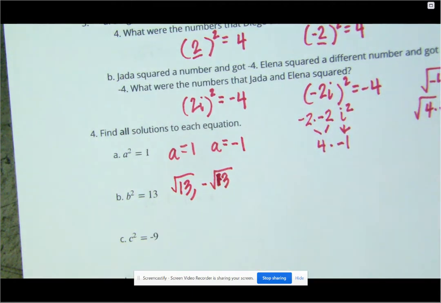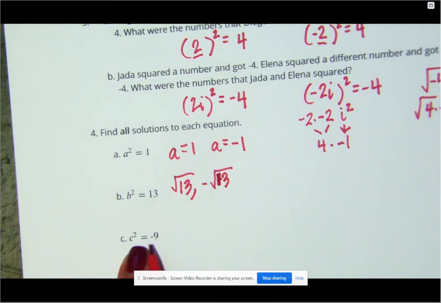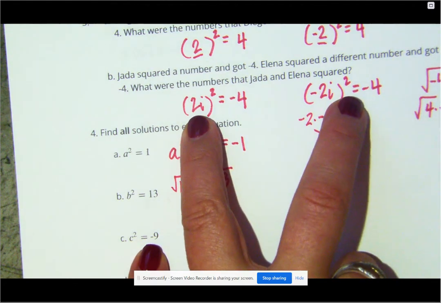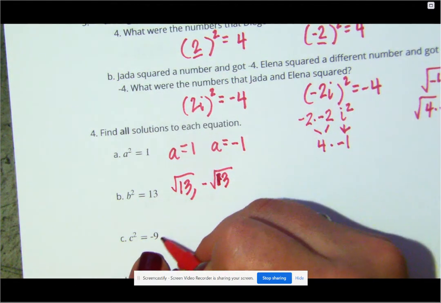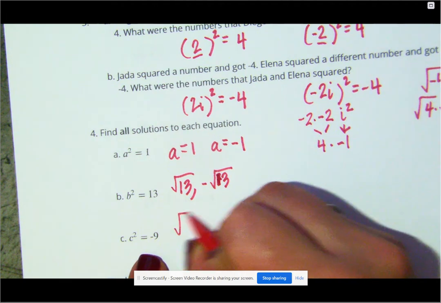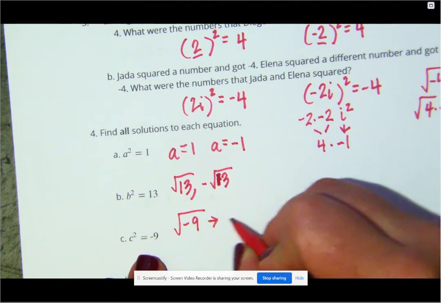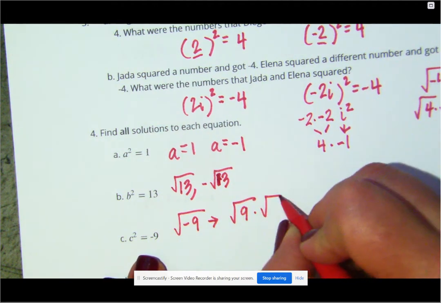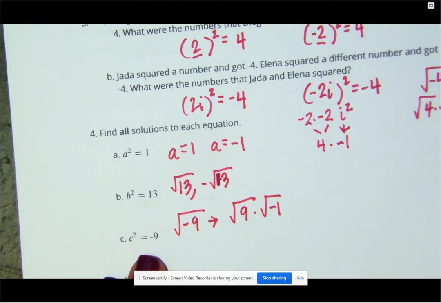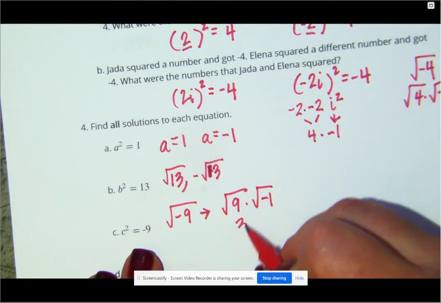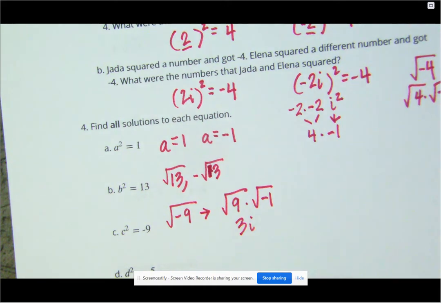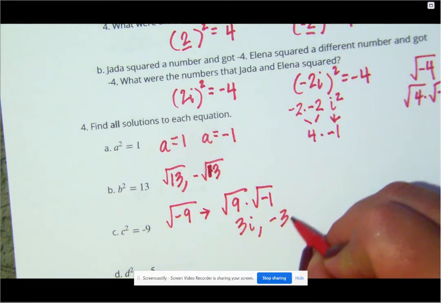Okay, now what about this one? How can a number squared equal a negative? Because now we've got these, right? So you could think of it this way. You could break it apart like this. What's that? 3. What's that? i. And then there's also -3i.